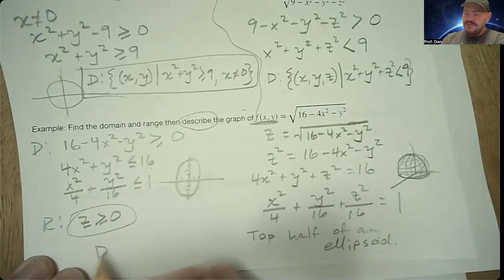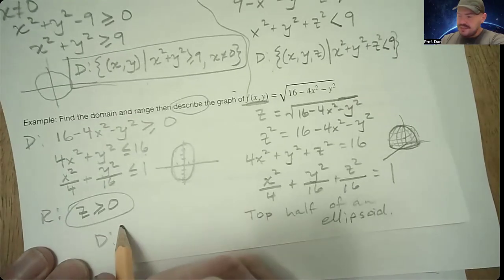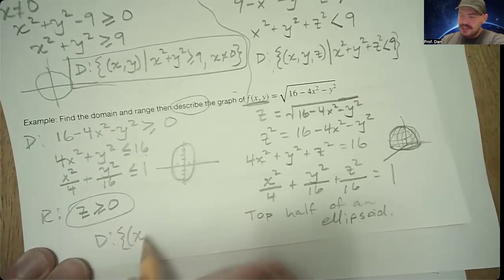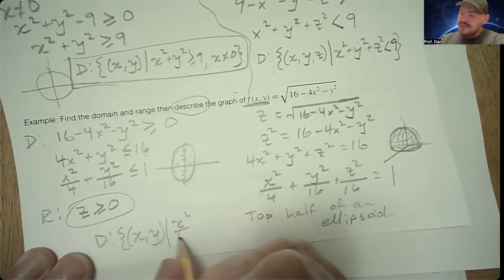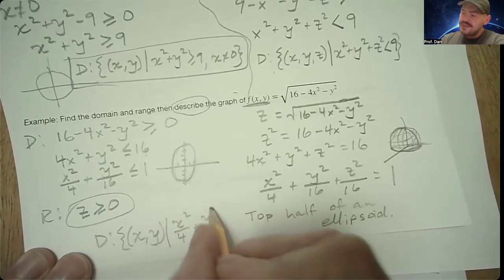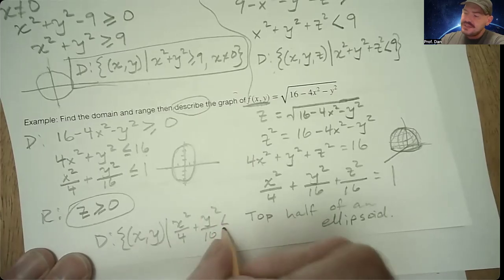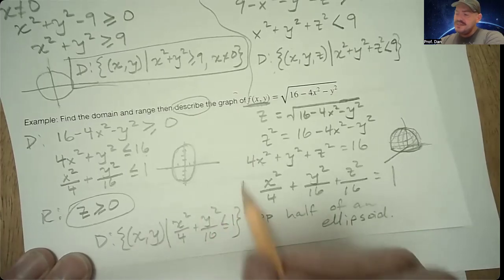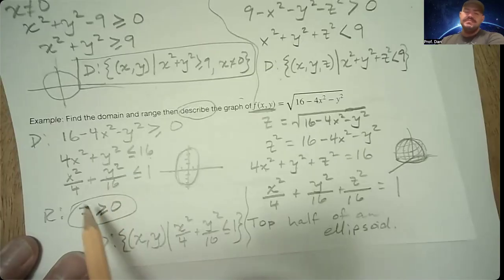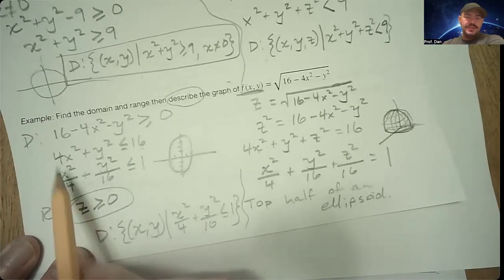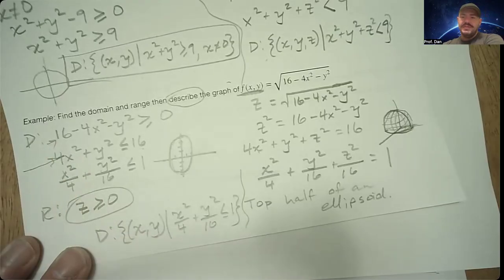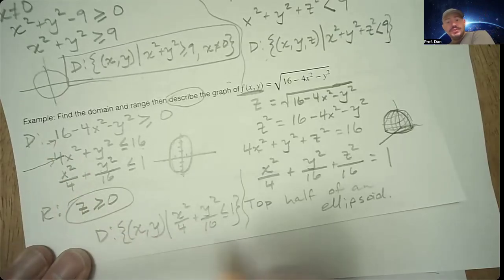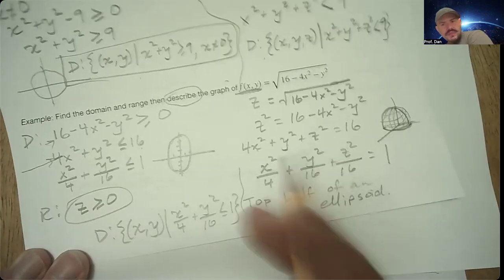Yeah, I didn't write the domain as a set. So let's do that real quick. That's the set of all x and y such that x squared over 4 plus y squared over 16 is less than or equal to 1. Side note, you don't really have to write it in that form. If you wanted to write it like this or even like this, that would be perfectly fine. It's still correct.